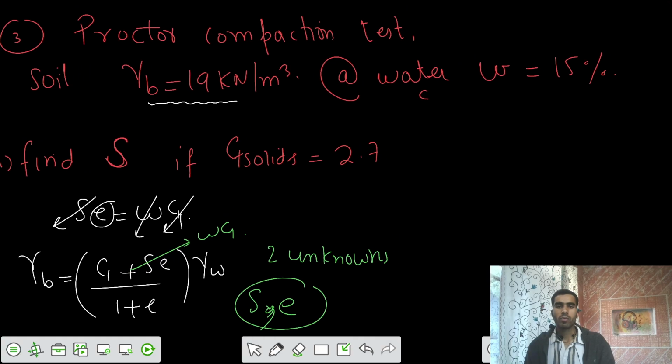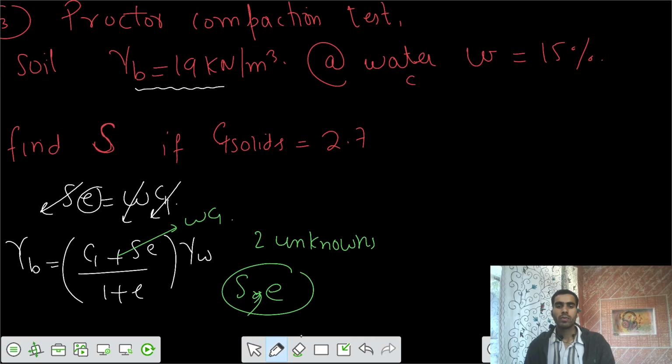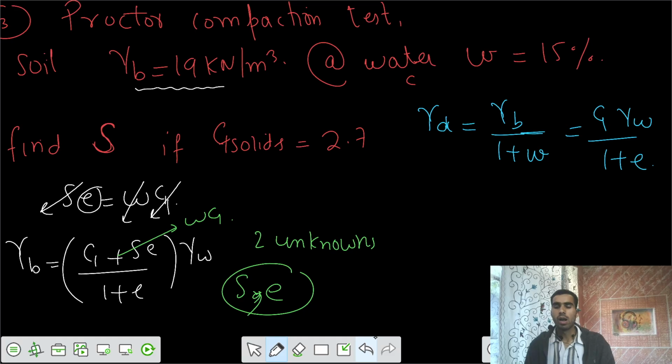So that means we want to use the equation that involves only one unknown. So let's talk about the dry unit weight. Do you know the equation for the dry unit weight? The dry unit weight equals gamma bulk by 1 plus W, and the dry unit weight is also equal to G gamma W by 1 plus E. If I write it in this way, we see that we have only one unknown, the void ratio E.